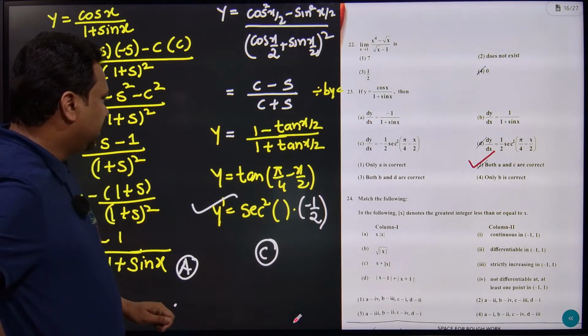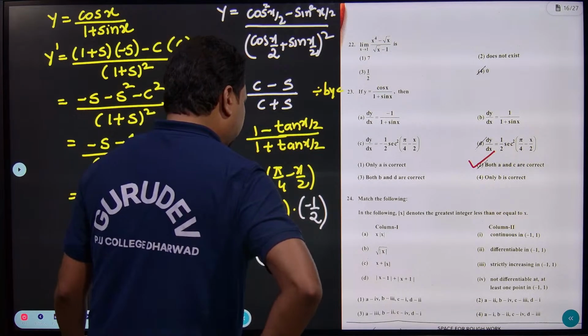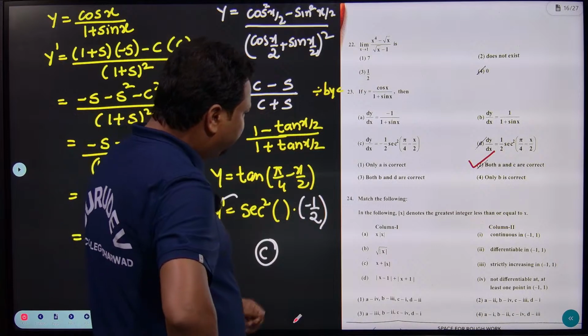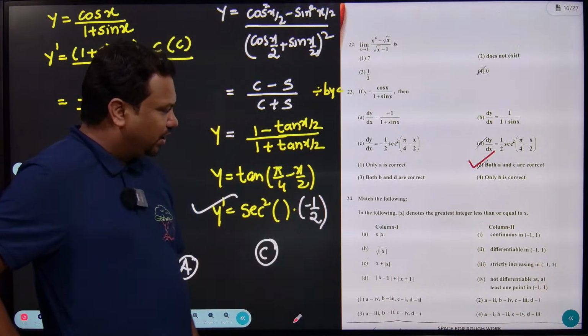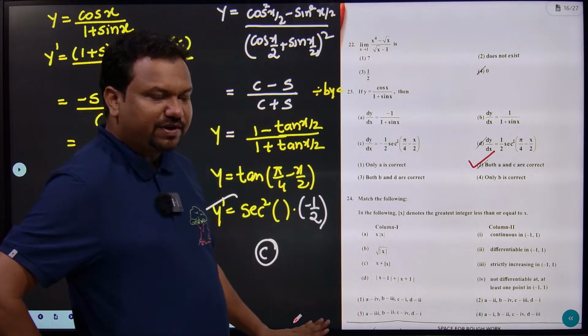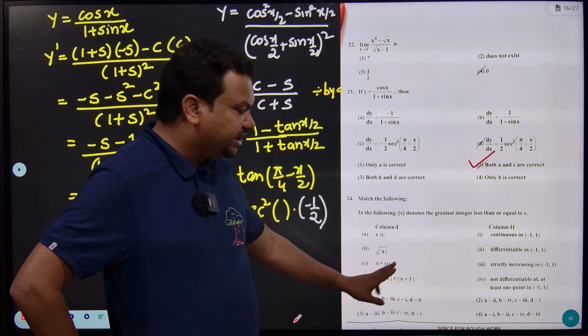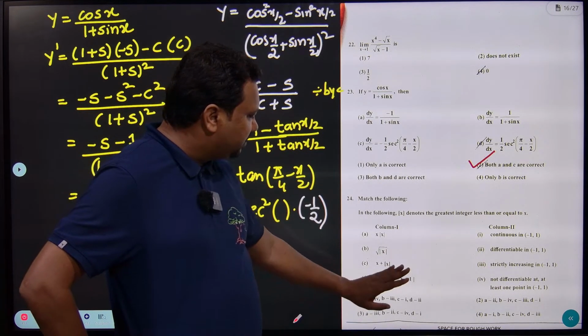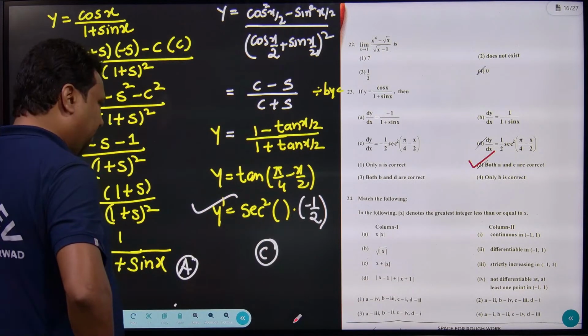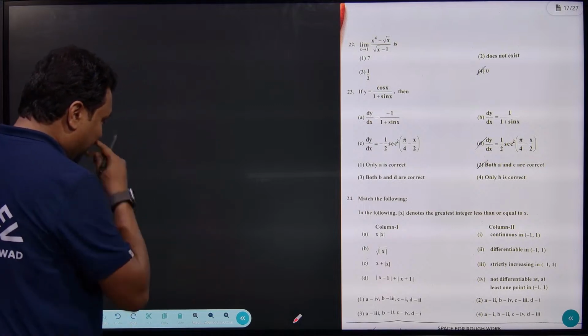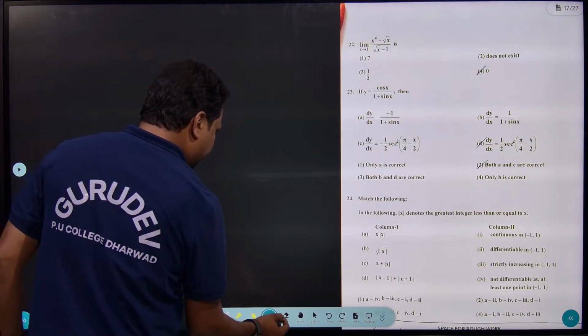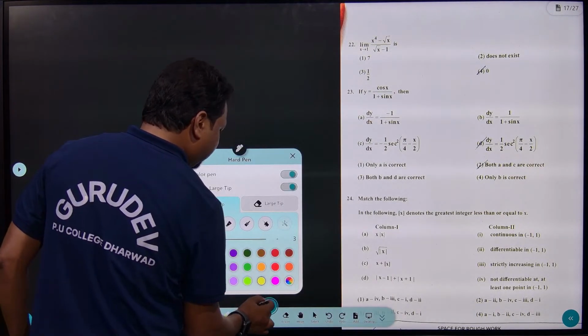Clear? Let's go for the next one, the 24th question. For the 24th question, it is a match the following. We have x into modulus of x function, x plus greatest integer function x, mod x minus 1 plus x plus 1. Like this we have. So let me understand that particular case. Now, you just try to understand this.